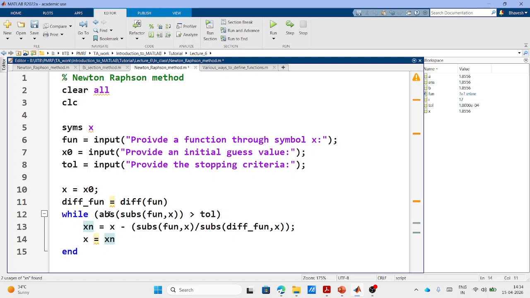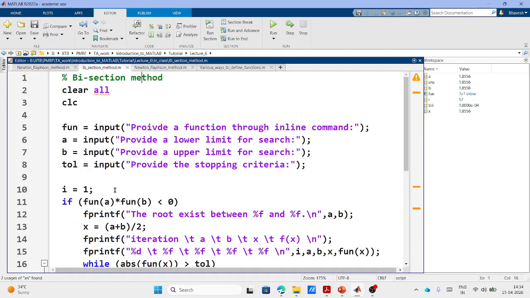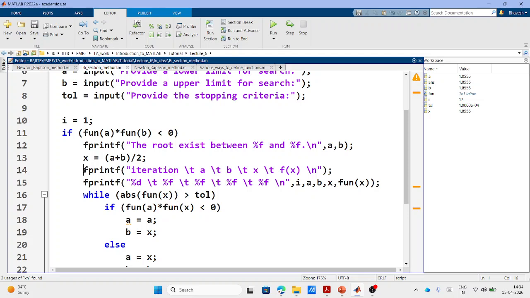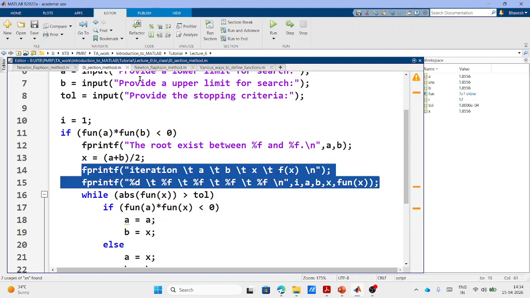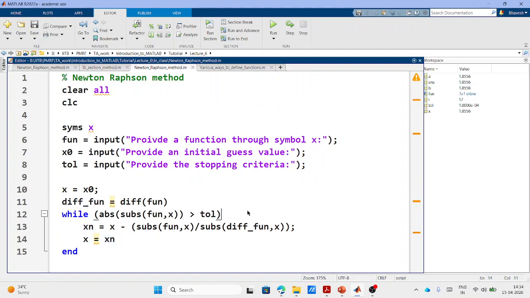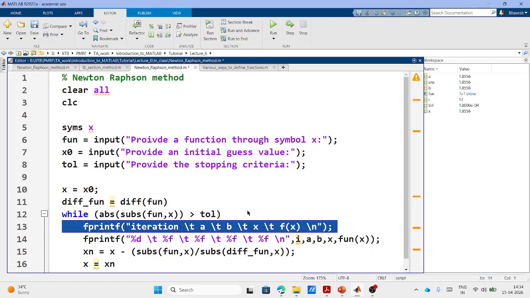It will go back and check whether the absolute value of function at x is greater than tolerance. If it's that, then it will again find the solution. Also, like we did previously, we want to take out how many iterations it takes to get the solution. So I will write f iteration. This should be outside.